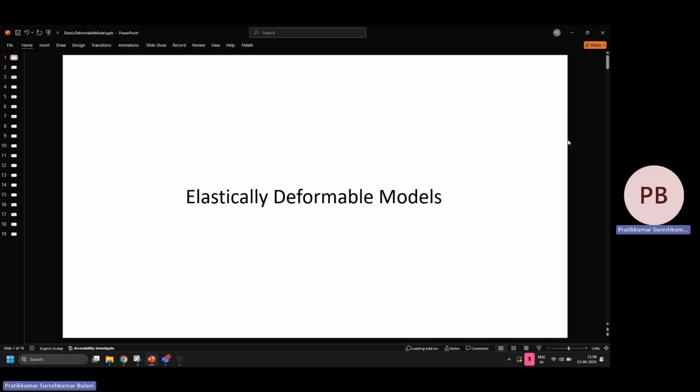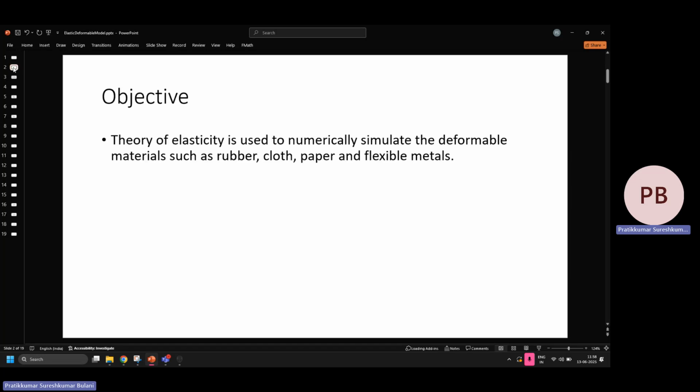Okay, so today's research paper is elastically deformable models. What's the aim of this paper? The authors have used the theory of elasticity to simulate some elastic models. They have simulated rubber, cloth, paper and flexible metals. They have not provided the code and we don't have a video, so I cannot show you the video now. But let's see the theory part at least.